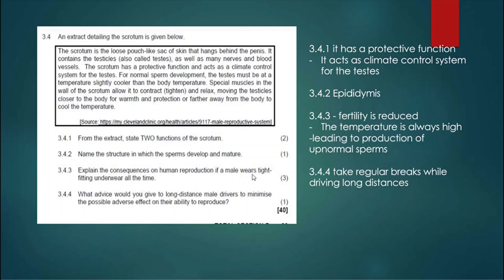Explain the consequences of human reproduction if male wears a tight-fitting underwear all the time. So fertility is reduced. You need to write this in point forms. You're going to say that fertility is reduced. Why? Because the temperature is always high, and what will happen? This will lead to production of abnormal sperms, and you will get your full 3 marks. What advice would you give to long-distance male drivers to minimize the possible adverse effect on their ability to reproduce? So they should take regular breaks while driving long distances.